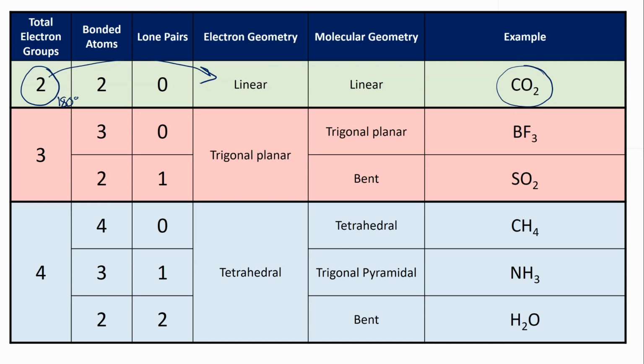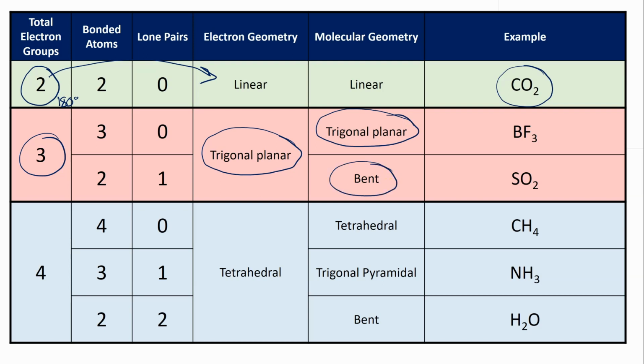If we go to 3 electron groups, the electron geometry is going to be trigonal planar. And in every case, if all of the electron groups are bonded atoms, the molecular geometry will have the same name, trigonal planar. But if I take away one of those bonded atoms and replace it with a lone pair, it's like one of the spokes is missing, we're going to give it a different name. It's going to be called bent. Okay, so boron trifluoride is an example of trigonal planar. Formaldehyde would be another example. Sulfur dioxide or the nitrite ion are examples of things with a trigonal planar electron geometry but a bent molecular geometry.